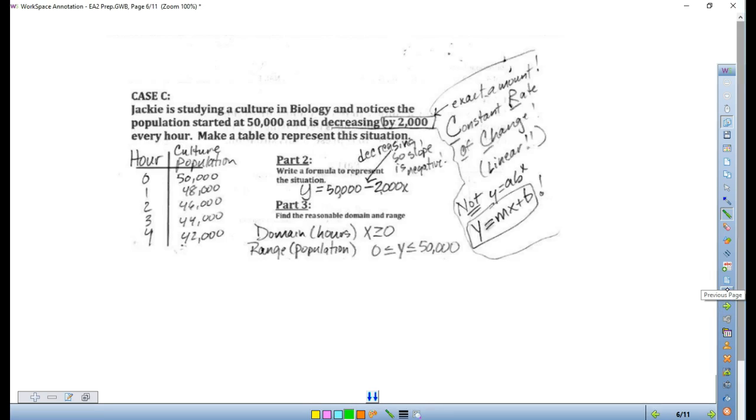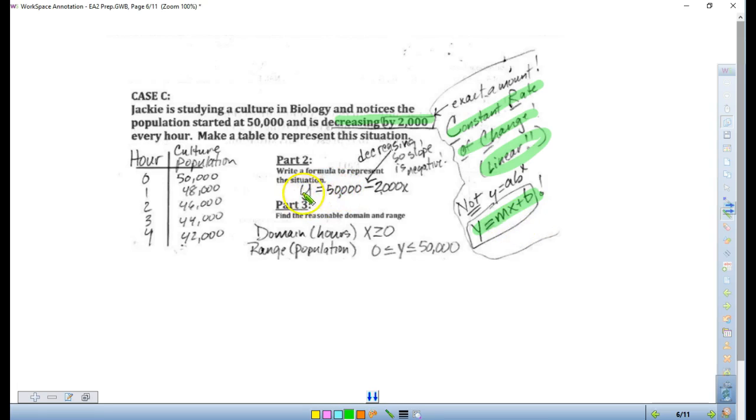So hopefully you realized that Jackie's is decreasing by 2,000 every hour, period. It's going down that exact amount. That is a constant rate of change. So this one's going to be linear. So it's not this formula anymore. Now it's going to be this formula for the equation. So y equals mx plus b.